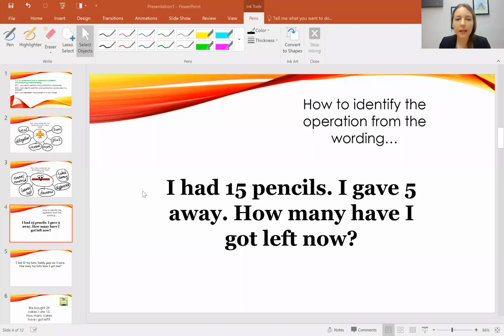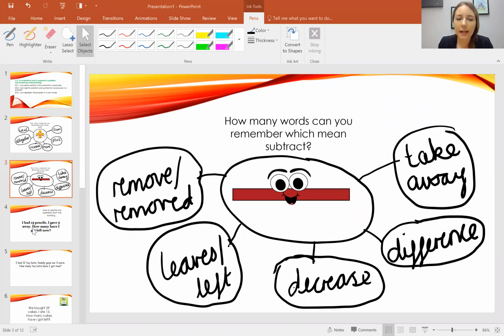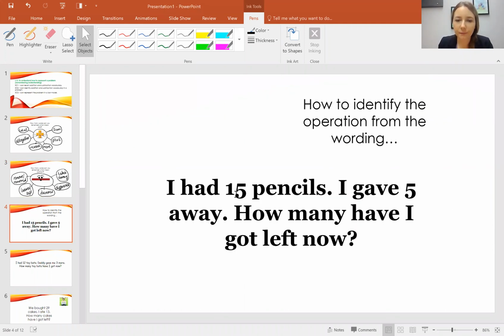Okay, so now we're going to have a look at how you can identify the operation from the wording. So here is a problem. I had 15 pencils. I gave 5 away. How many have I got left now? So I had 15 pencils. I gave 5 away. How many have I got left now? What we need to do is look at our bubble maps for addition and subtraction and see if there are any of those words in the question.